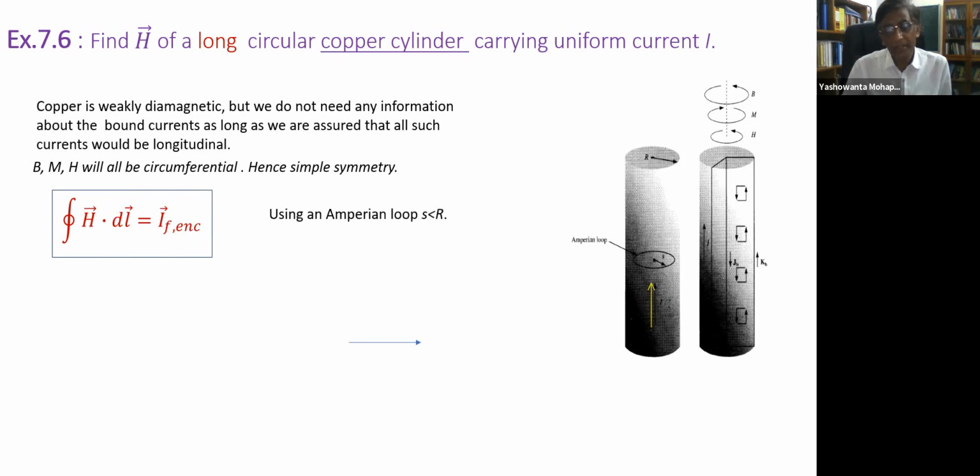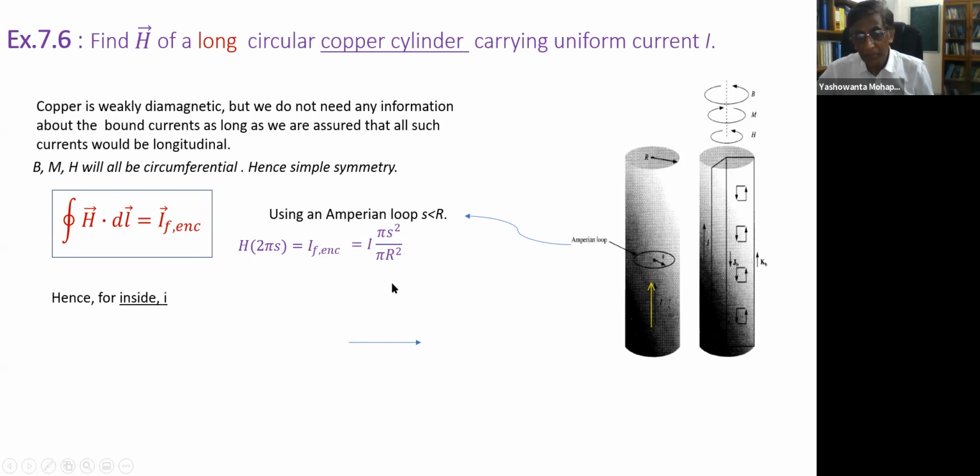So I can choose an Amperian loop and calculate, let's say, for s less than R. Then 2 pi s times H, where symmetry makes sure that H is the same everywhere. I have to only consider the enclosed free current. I don't have to worry about the bound currents at this stage. The current is uniformly distributed, so the fraction enclosed is pi s squared divided by pi R squared. Hence for s less than R, H is simply I s divided by 2 pi R squared, where the pi cancels. Of course, it keeps increasing with s. It's circumferential, in the phi direction, but as I go in the s direction, it keeps increasing. So that is my H inside.